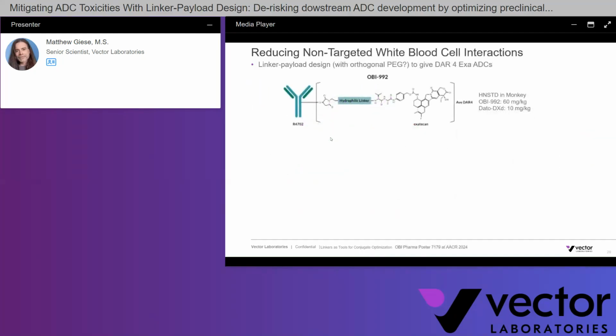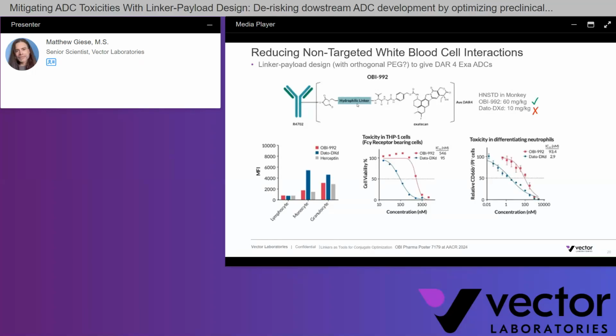This is another clinical candidate from OBI Pharma, and they demonstrate that non-targeted white blood cell interactions can be reduced. So they don't disclose the nature of the linker, but it could be similar to the previous example. When evaluated against Dato-DXd, it was found that it had a more favorable safety profile in monkey, and it also had reduced interactions with white blood cells. And this can indicate a lower risk of myelosuppression later on in clinical trials.